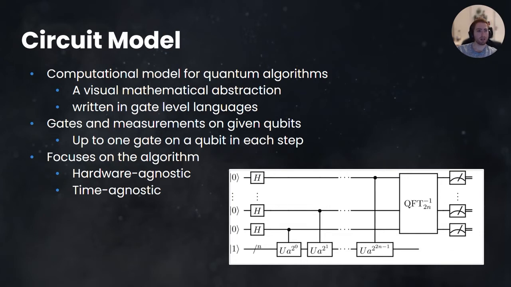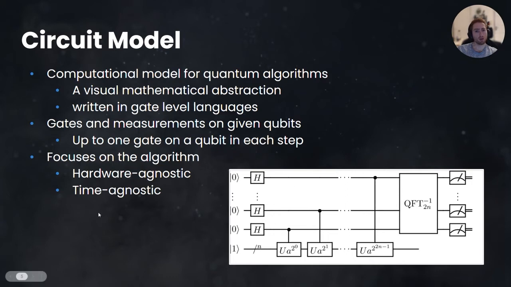It's hardware agnostic, meaning we don't take into account the QPU types, the hardware system, right? The control. We don't concern ourselves with time, right? It's time agnostic. So we don't have the notion of time. What is the duration of a gate? What happens between gates? We don't think about that. And these abstractions make this computational model very appealing, right?